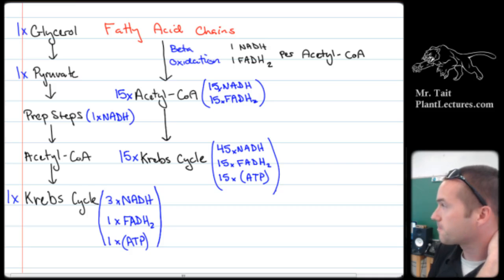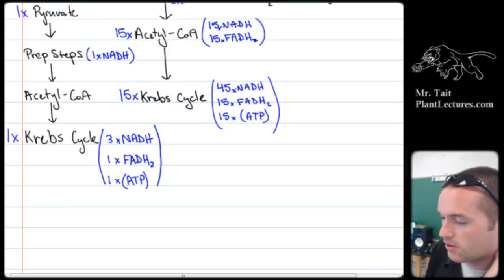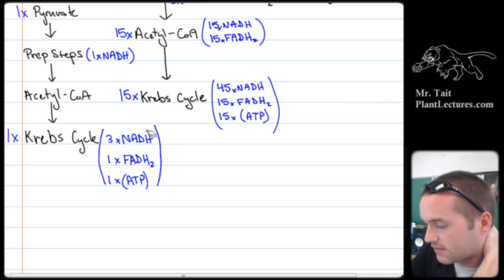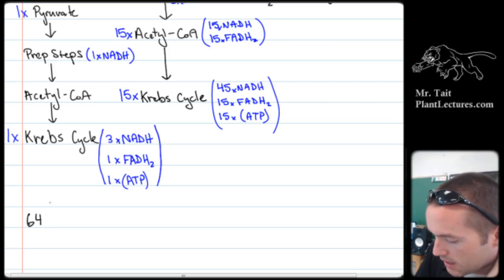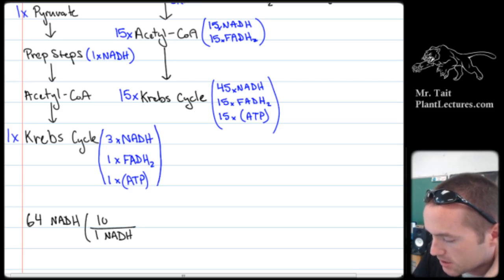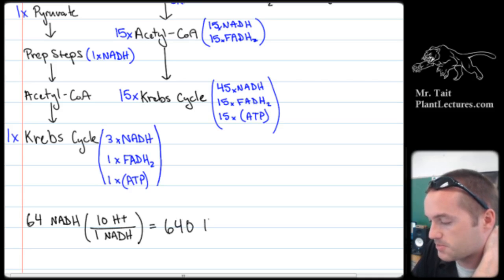Okay? So then we got to go do some maths. So we got 15 plus 45, that's 60, plus 3 plus 1, that's 64 total NADH. And we said that 1 NADH could pump 10 H plus ions. And so that means that we have 640 H plus ions pumped there.